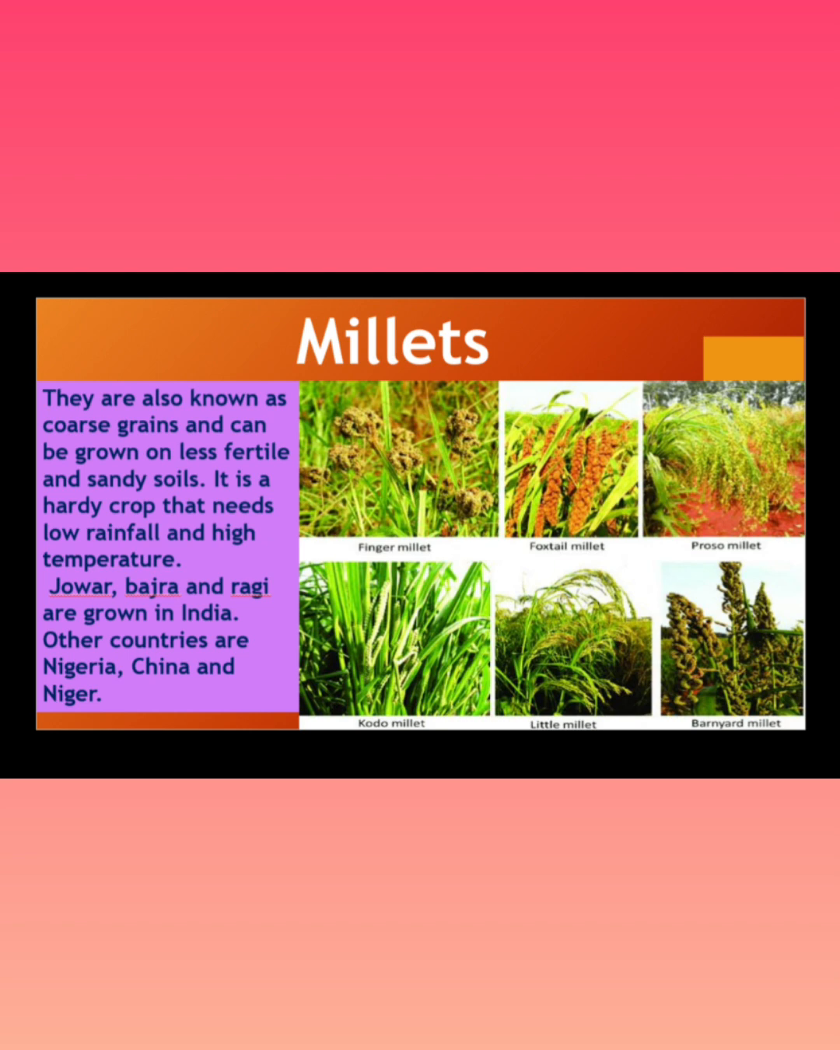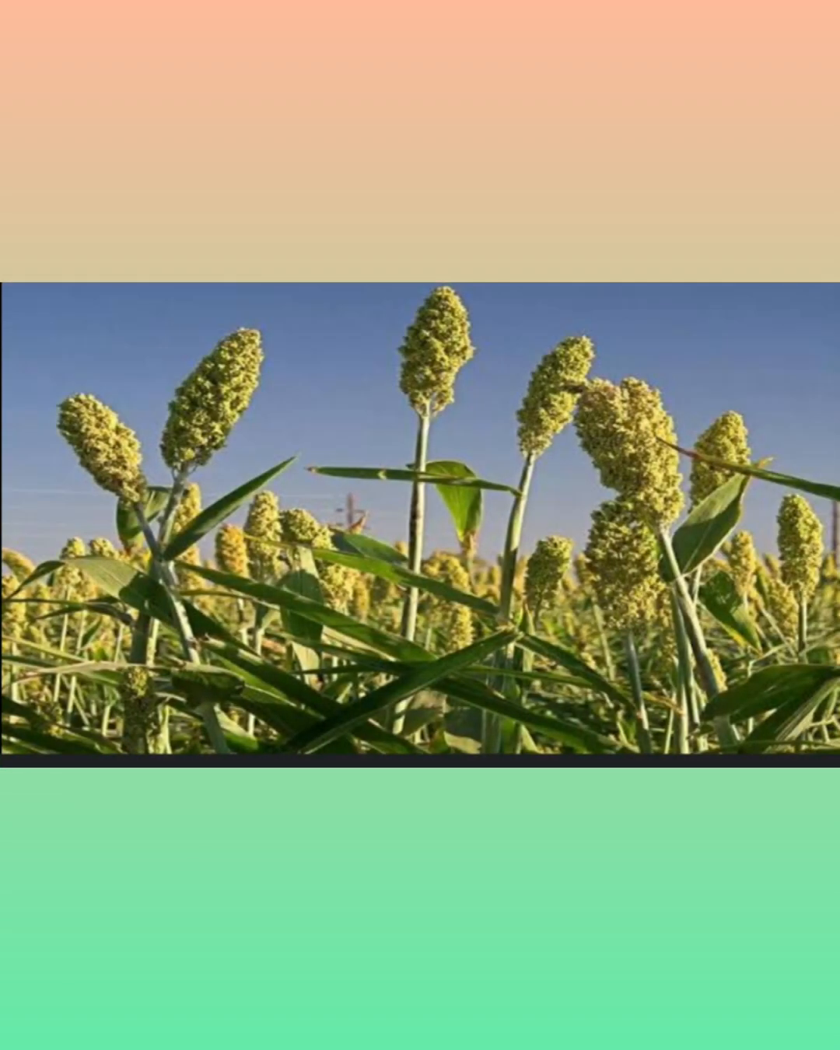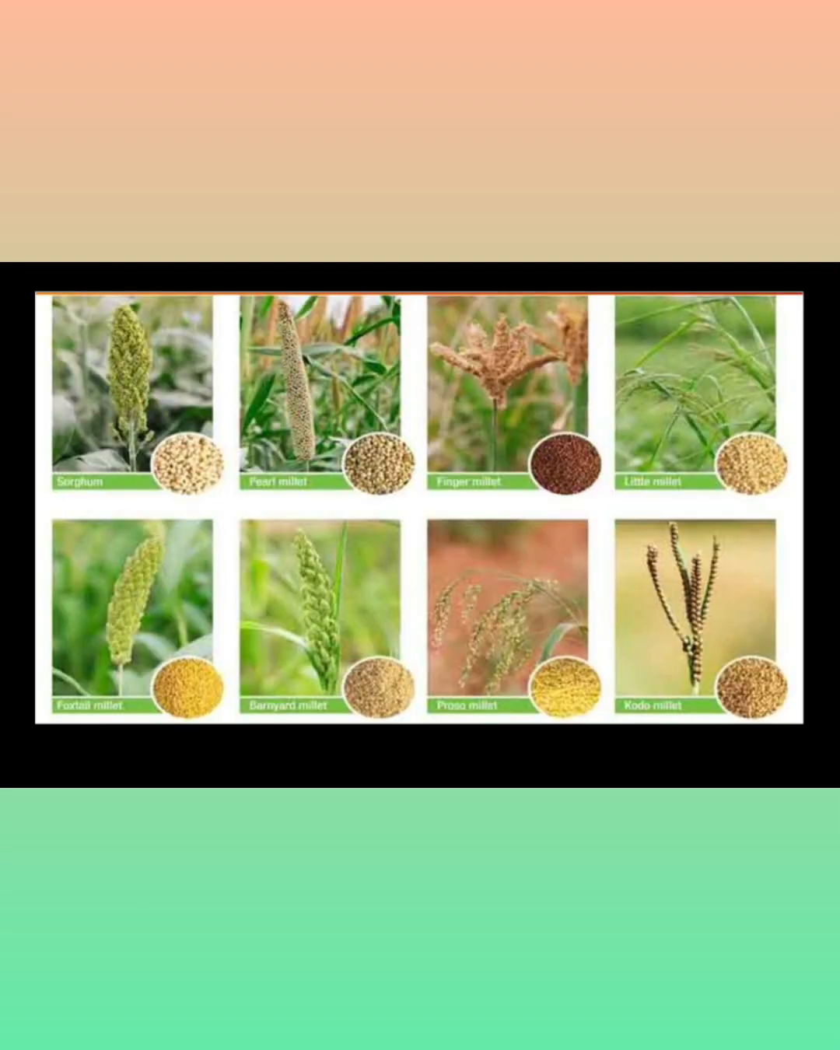Millets. They are also known as coarse grains and can be grown on less fertile and sandy soils. It is a hardy crop that needs low rainfall and high to moderate temperature. Jowar, bajra, and ragi are grown in India. Apart from India, other countries are Nigeria and China.